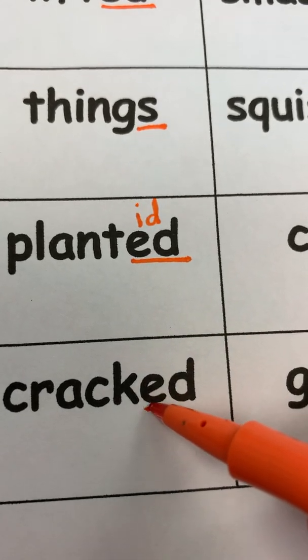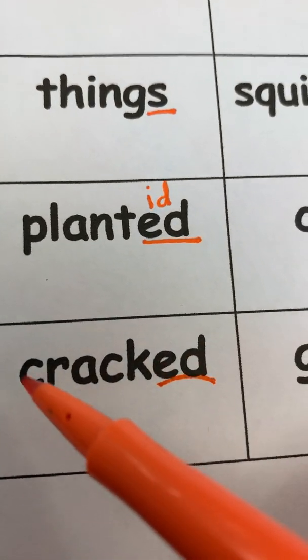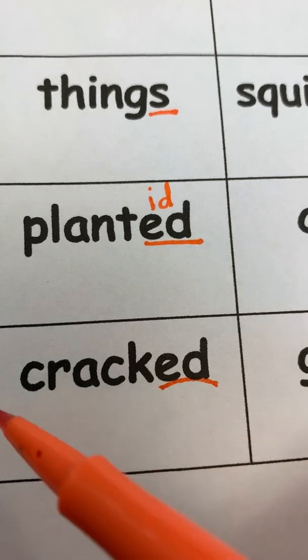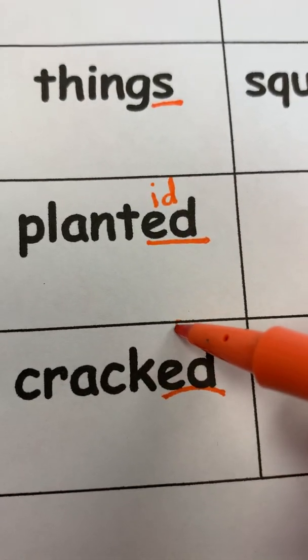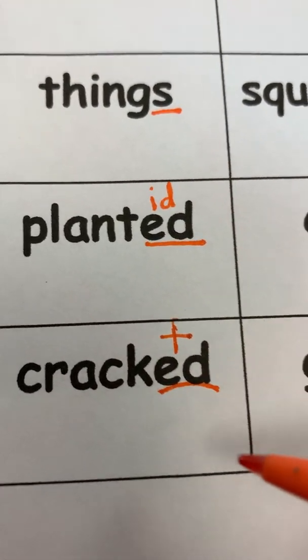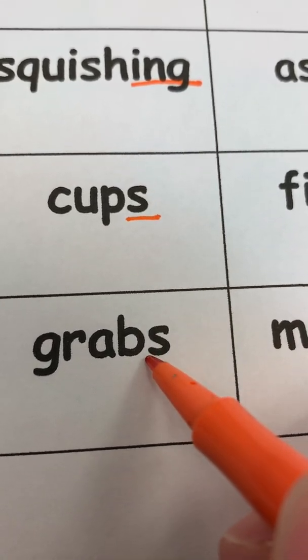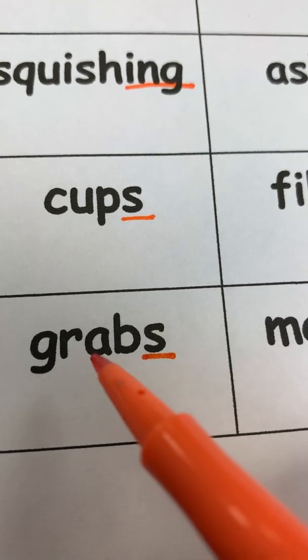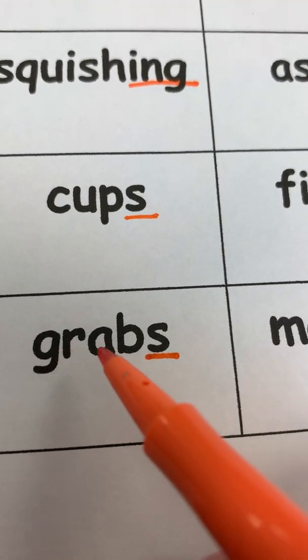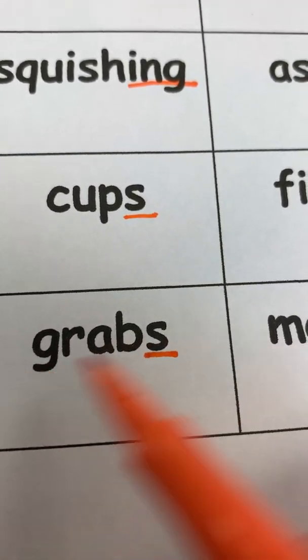The next one, the suffix is an ed. Crack, cracked. What sound is that ed making? Cracked. Good. All right, let's go to the next word. Underline the s. And let's blend it. Grab, grabs.